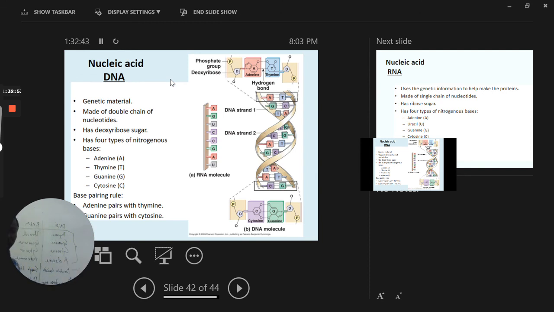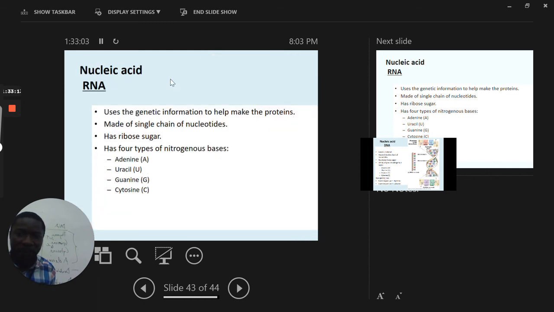So the rule is this. A pairs with T, G pairs with C. That's the rule everywhere. So for this, A will pair with U, G will still pair with C. The same rule. Let me see if there's anything I want to explain here again before I let you go. All right, I think that's it.